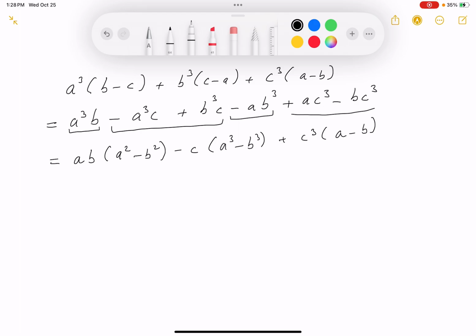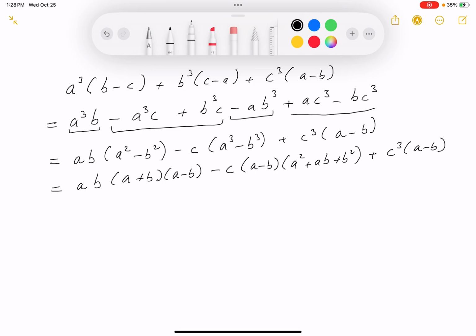But one thing I noticed about it now that I'm starting to see things by just slight rearrangements is that there may be factors common to all those terms. Let's write this over here. A, B. This is going to be A plus B, A minus B, minus C. And this one's going to be A minus B, A squared plus AB plus B squared, plus C cubed, A minus B. I'm getting close now. Someone said, what are you getting close to? I'm getting close to a factorization of the problem.